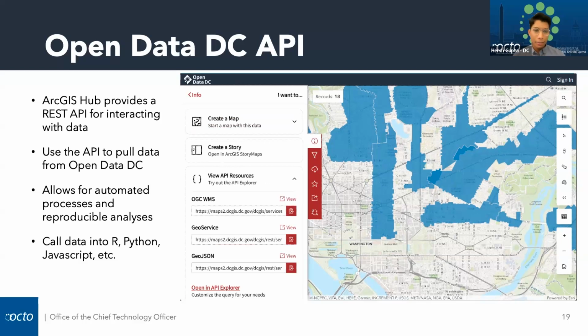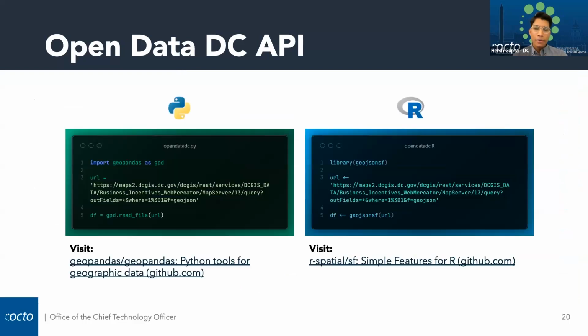To make this a little bit more realistic, say we're taking that GeoJSON data and reading it into our R or Python environment. What you can do is take that URL, and given that you have a library that can process GeoJSON files, you can read that directly into your R and Python environments using either the GeoPandas library in Python or the geojsonsf library in R.